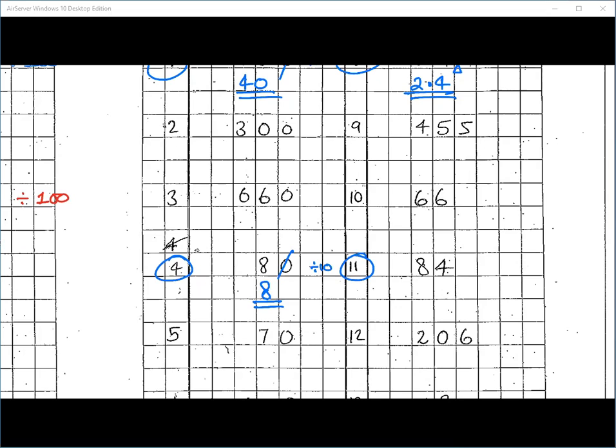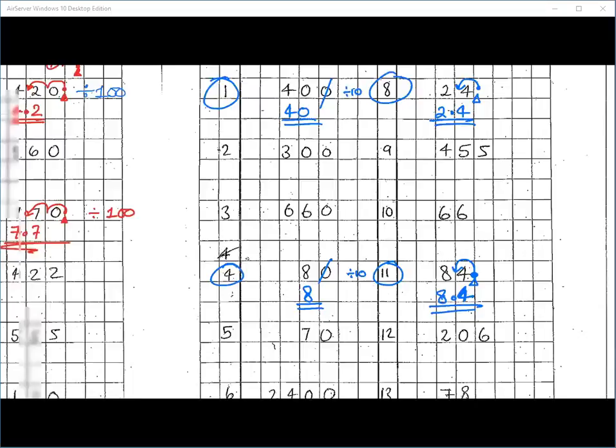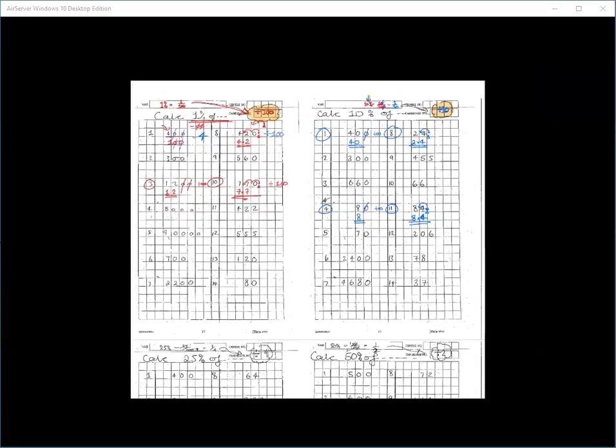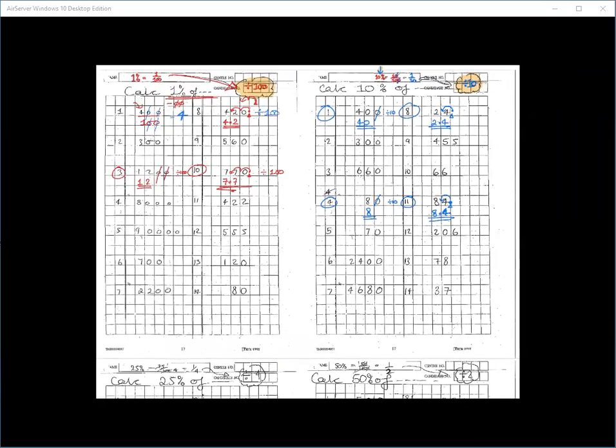And what about 84? Move it one place from the end, because we don't have a decimal point for that question. 8.4. So we've had a quick look at that 1%, 10%.